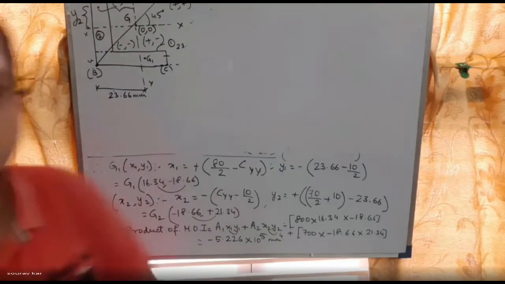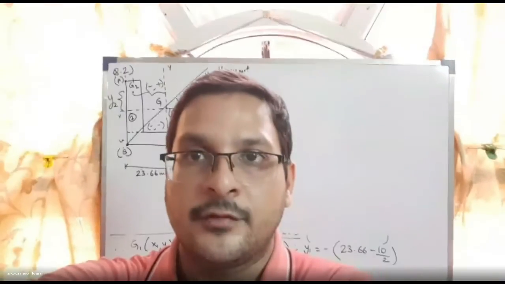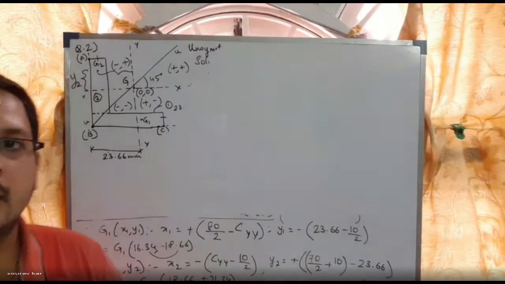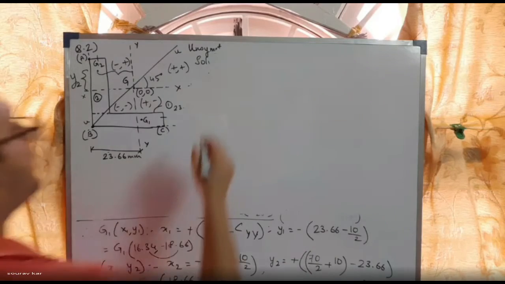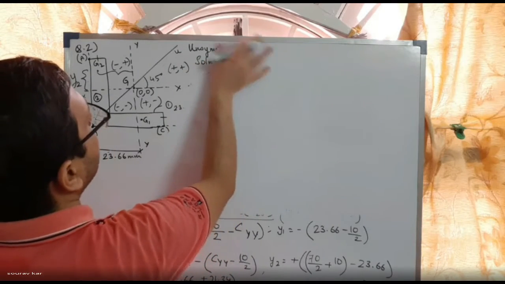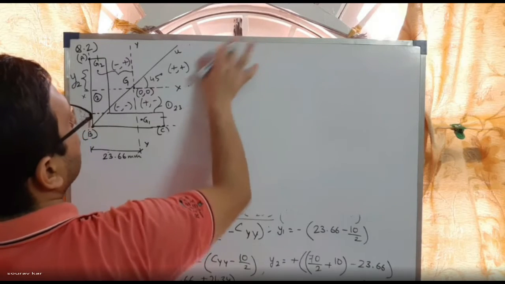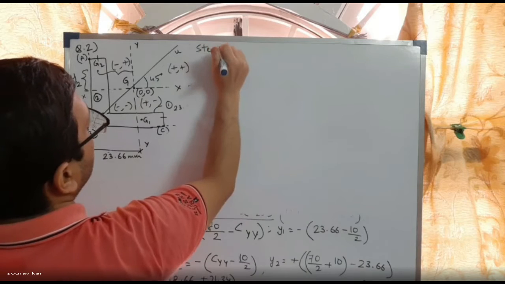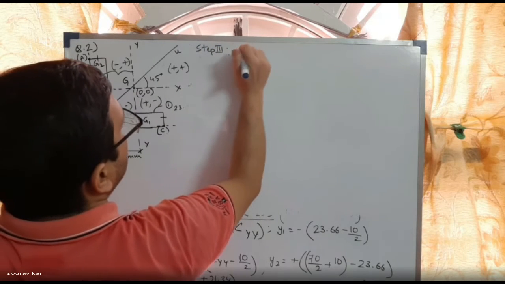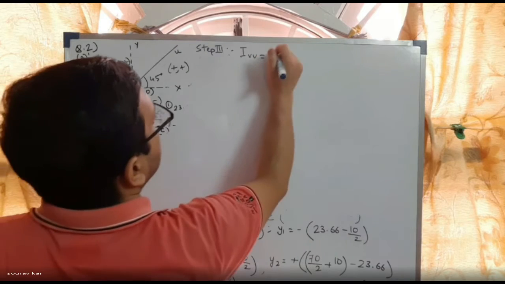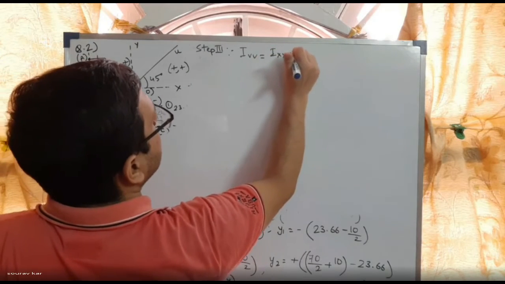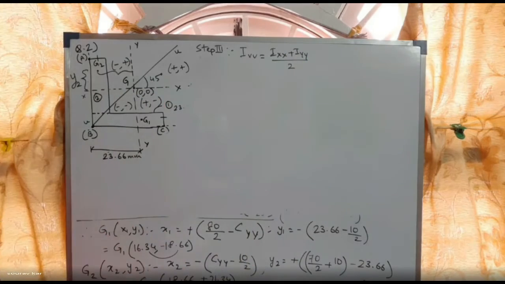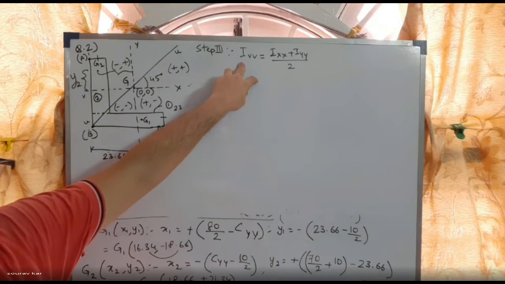So now, if you find out anyone, IUU or IVV, you can find out the other. So let us find out. Now you can come to step 3. So what will be the formula of IVV? IVV we know is IXX plus IYY by 2. You can find out anything. You can find out IUU. You can find out IVV.